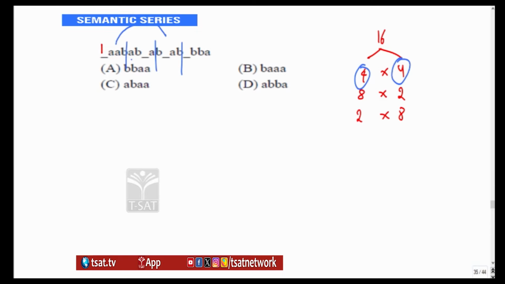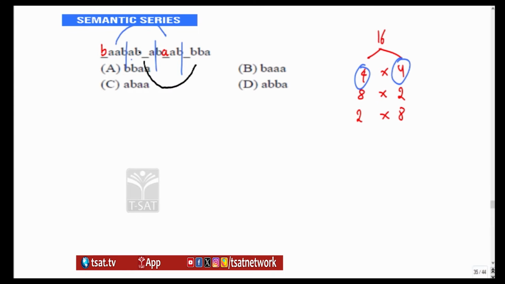If I keep here B, it becomes B, A, B. Here also if I fill with A, B, A, B. So now these two are common. Obviously when these two are common, the remaining two will also be common.